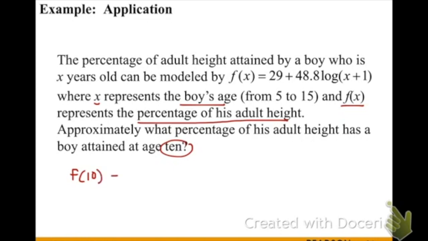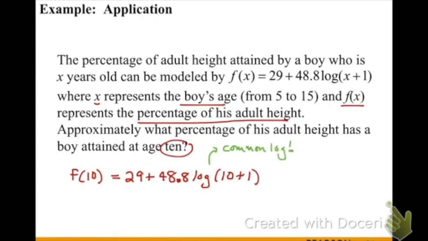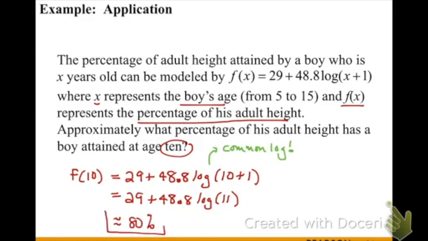So if we set up our function here, we'll get 29 + 48.8 times log of 10 + 1. And if we simplify that, remember that log there is base 10, so it's our common log. We're going to get log of 11, which all comes out to about 80%. So a boy by age 10 has attained about 80% of his adult height.